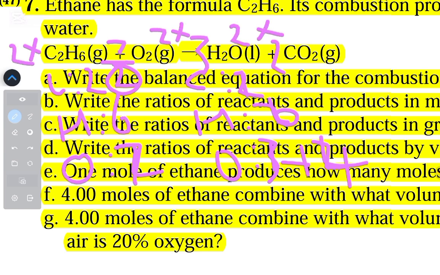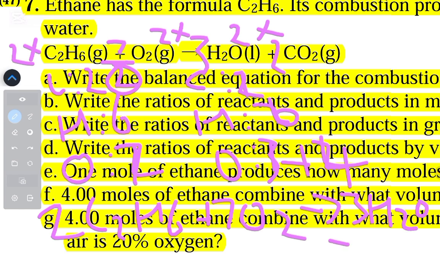So I'm going to write this again. 2C2H6 plus 7O2 gives you 3H2O plus 2CO2. Okay, that's the balanced equation. We have all of them balanced.